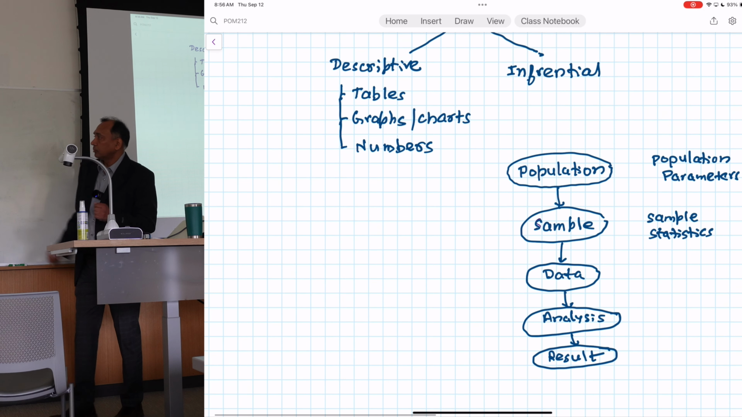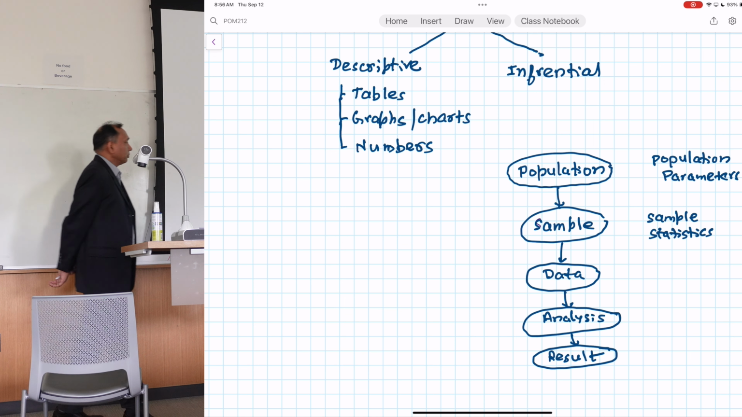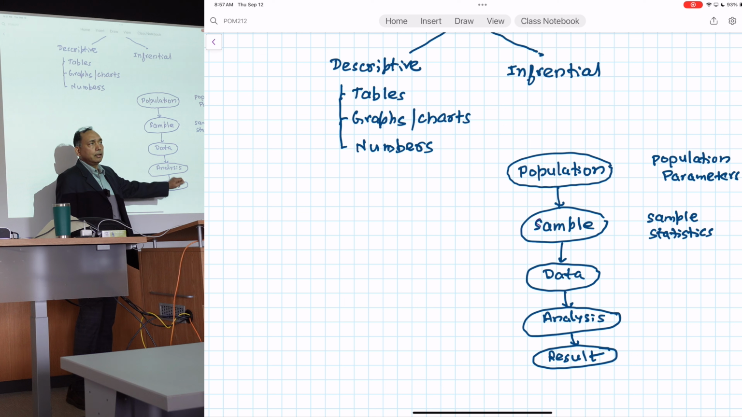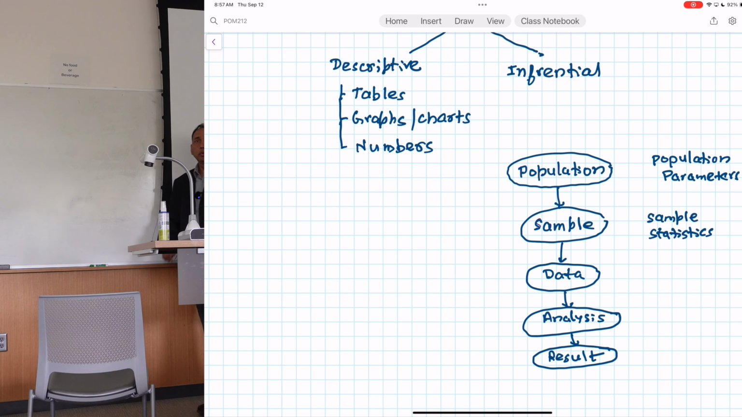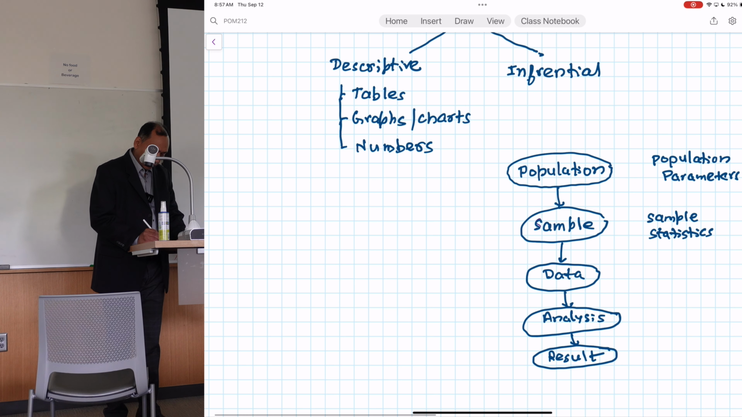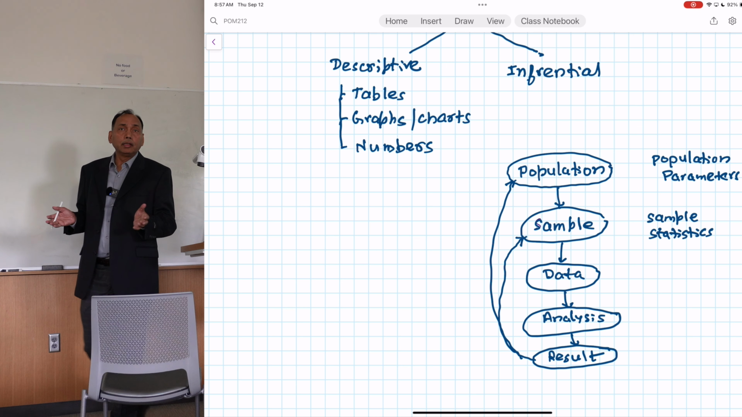You have some result. So my question to you is, now that we have some result, where does this result apply? Should we apply this result to the sample or the population? Which one do you think? Because results can be applied to this, or it can be applied to this. So which one should we be doing?